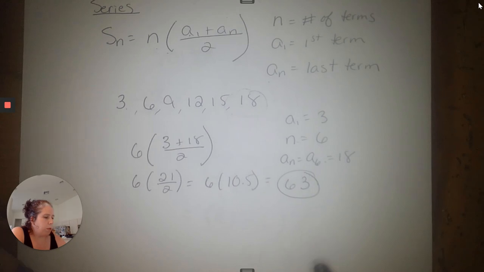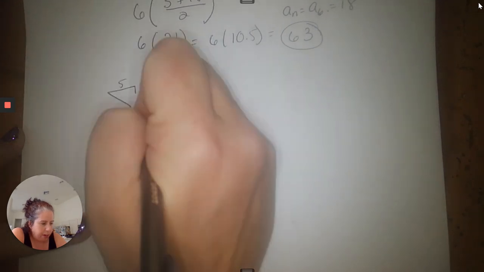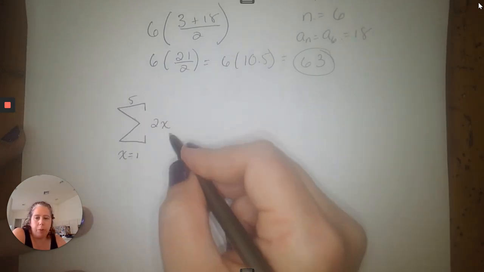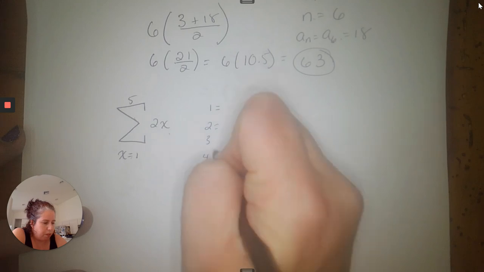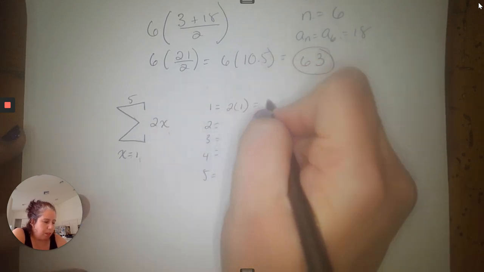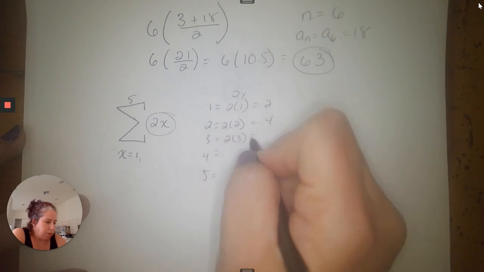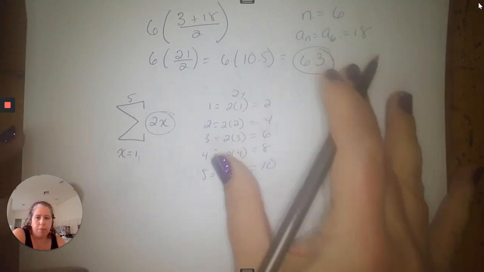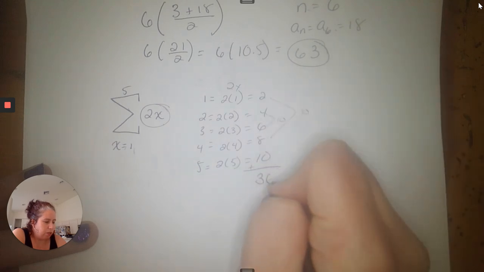Then we did the sigmas. If I gave you something like the sum from x equals 1 to 5 of 2x, what we did was take all the numbers from 1 to 5, plug them in here, and add them together. Plug 1 in, so 2 times 1 is 2. Plug 2 in, 2 times 2 is 4. 2 times 3 is 6, 2 times 4 is 8, 2 times 5 is 10. Then we added these together. That's 10, that's 10, and 10 is 30, correct?